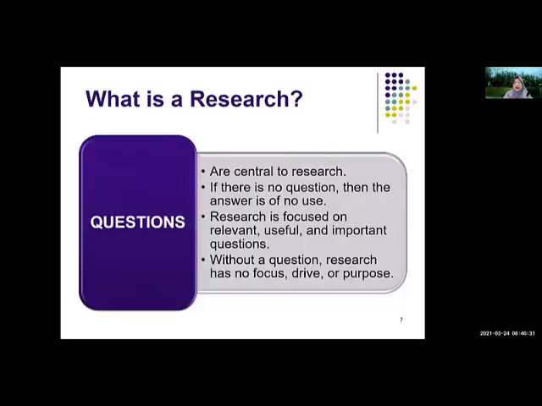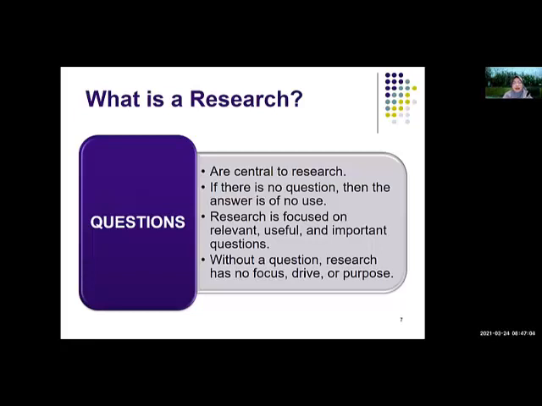So the questions are central to the research. If there is no question, then the answer is of no use. So research is focused on relevant, useful, and important questions. Without question, research has no focus, drive, or purpose. So the question in your thesis is the most important part. So you must identify what is a good question for your research.